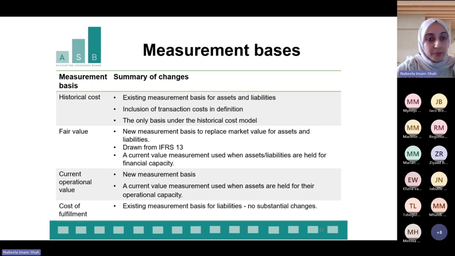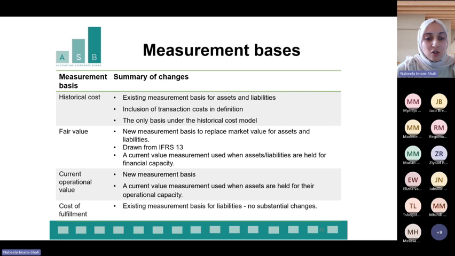Looking next at fair value. This is a new measurement basis in the conceptual framework to replace market value for assets and liabilities. It is drawn from IFRS 13 on fair value measurement. It is a current value measurement used when assets and liabilities are held for financial capacity. Next, we have current operational value. This is a brand new measurement basis in the conceptual framework. It is a current value measurement used when assets are held for their operational capacity.